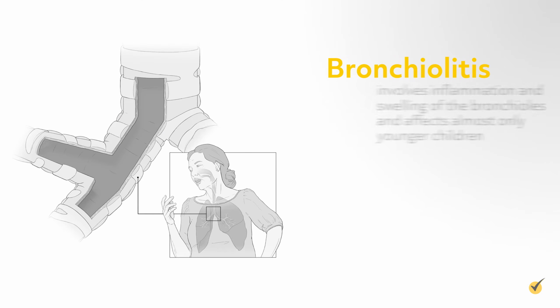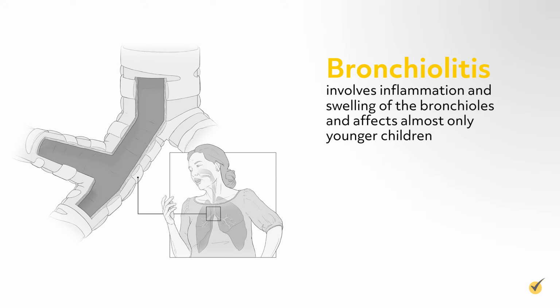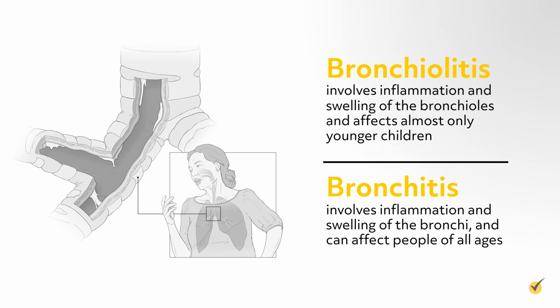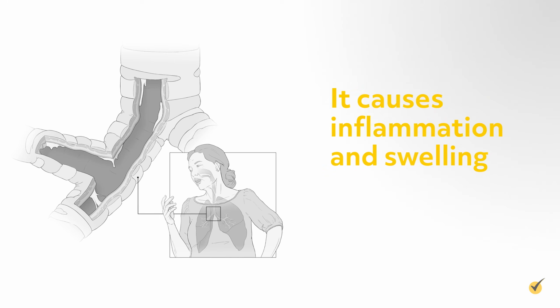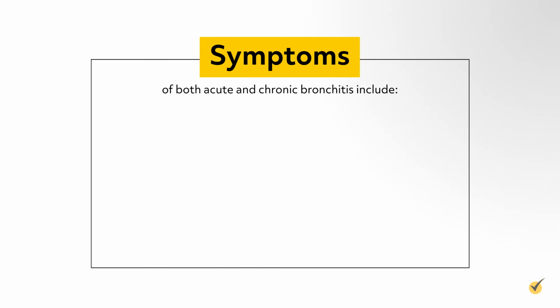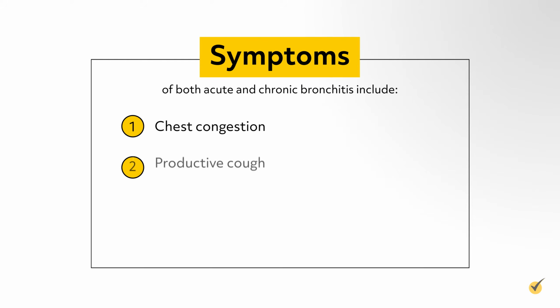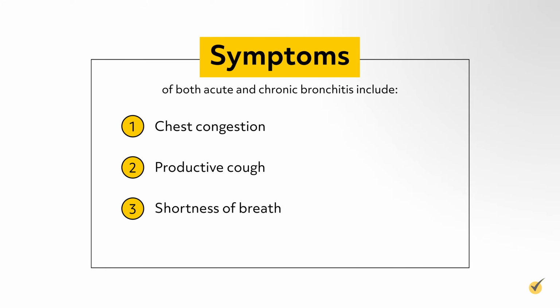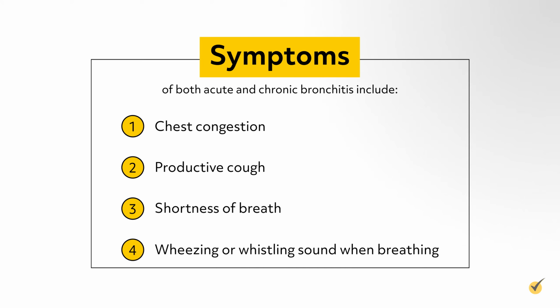While bronchiolitis involves inflammation and swelling of the bronchioles and affects almost only younger children, bronchitis involves inflammation and swelling of the bronchi and can affect people of all ages. It causes inflammation and swelling in the trachea and upper bronchial tubes and can be both acute and chronic. Symptoms of both acute and chronic bronchitis include chest congestion, productive cough, shortness of breath, and a wheezing or whistling sound when breathing.